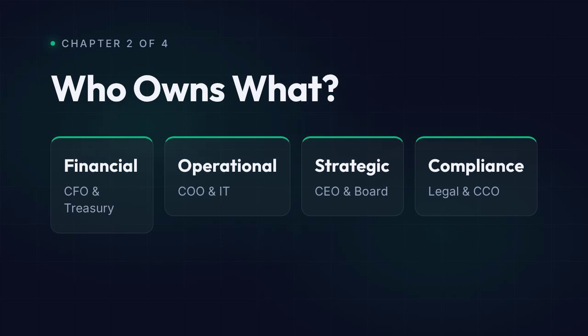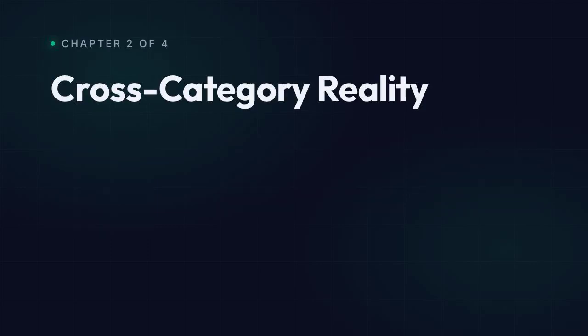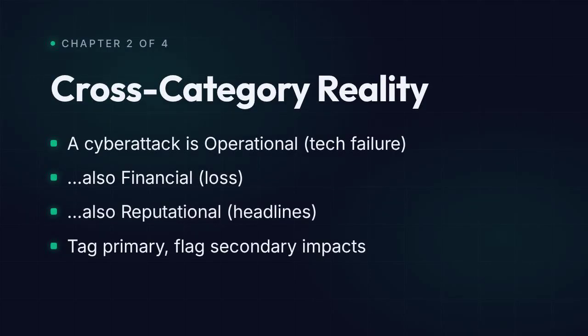So why does classification matter? Because each category demands a different response team and different controls. Financial risks usually fall to the CFO and Treasury, operational risks to the COO and IT, strategic risks to the CEO and the board, compliance risks to legal and the chief compliance officer. When you tag a risk correctly, it gets to the right desk faster.